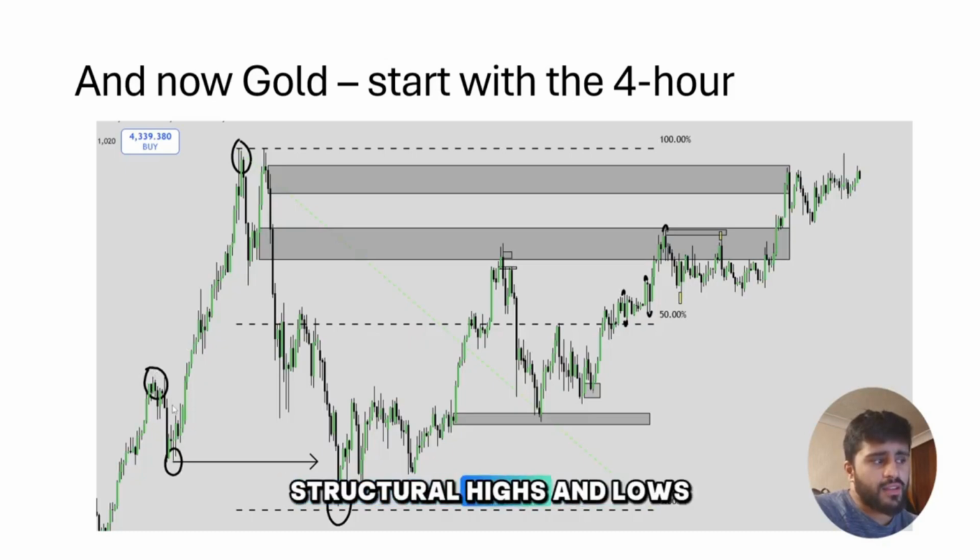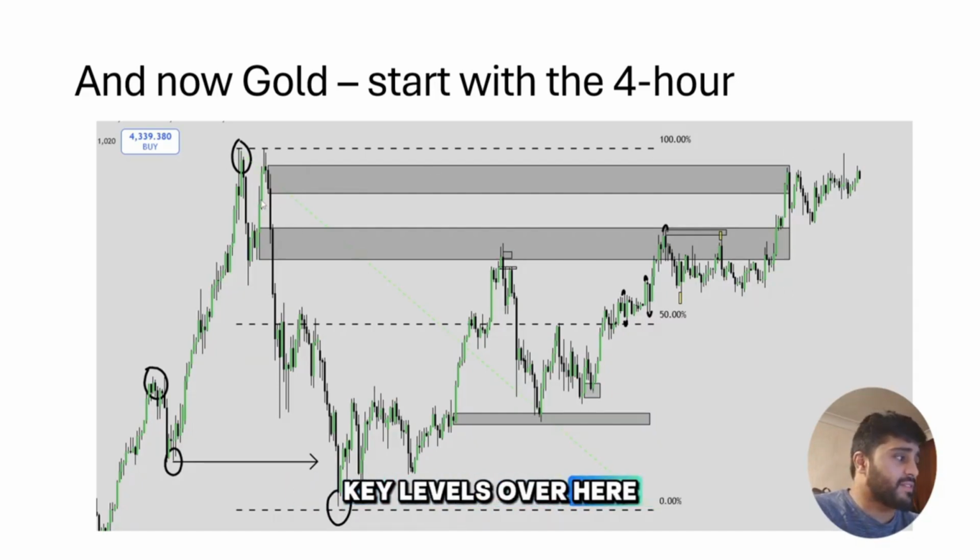Looking for my structural highs and lows, right? So we can see high, low, high, and then we have a breakdown here, low, and we're currently dealing between this swing high and this swing low. And now what's happening is we had some key levels over here, some really big fair value gaps that we see price breaking through. So gold is typically, you know, a bullish moving market.